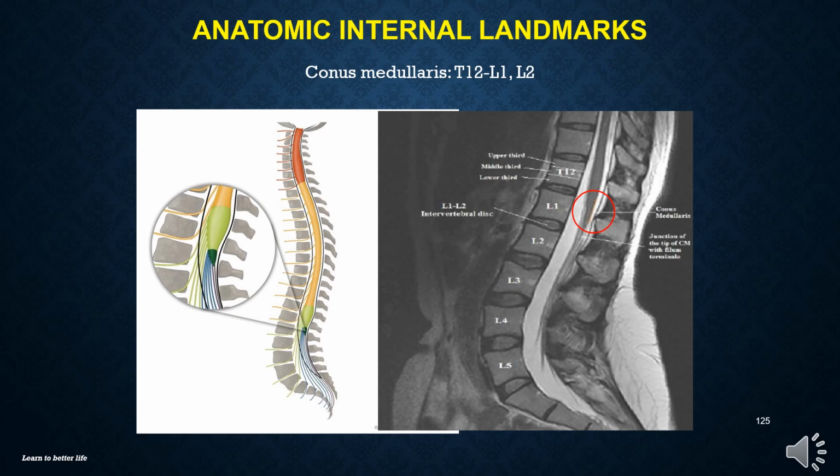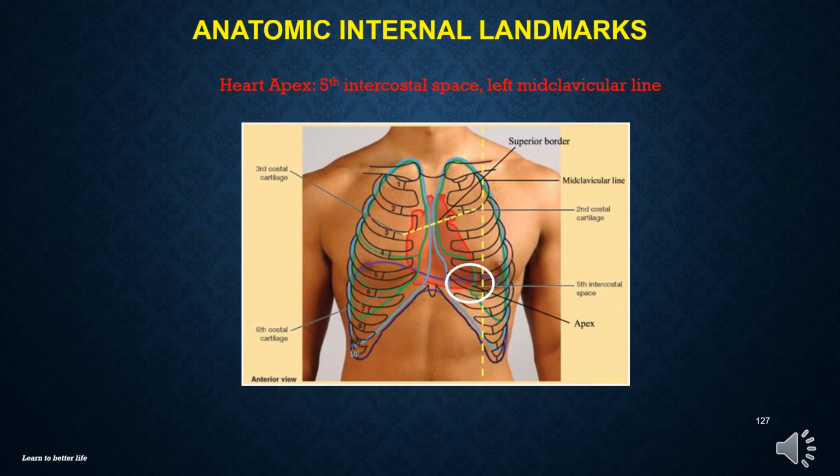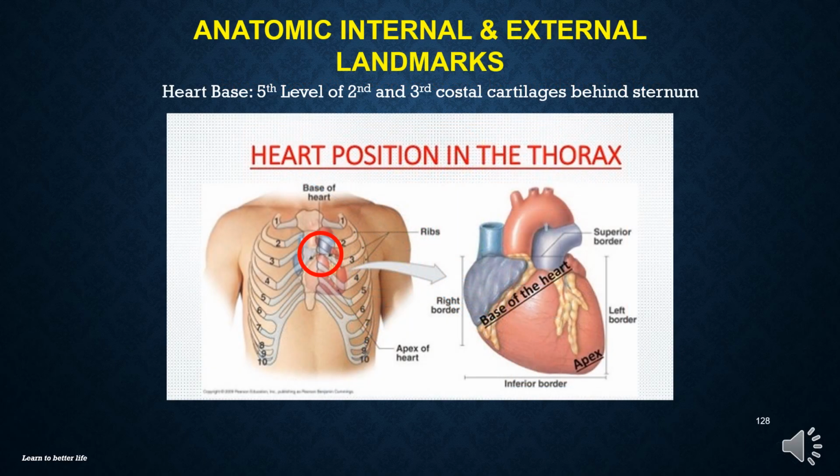Conus medullaris is around the T12 to L1 and L2. The heart apex is at the fifth intercostal space, left midclavicular line. Another view of the heart apex. The heart base is at the level of the second and third costal cartilages behind the sternum.